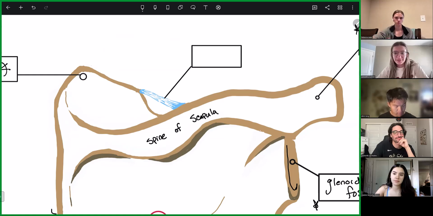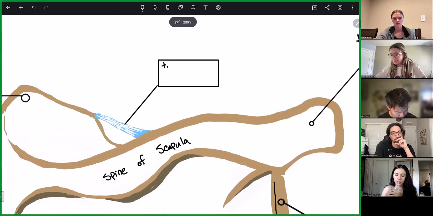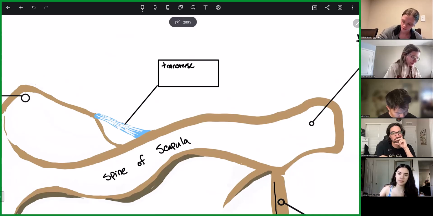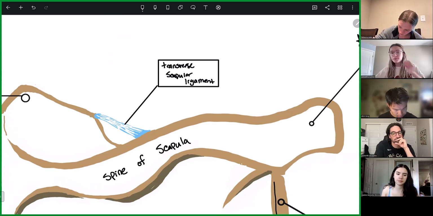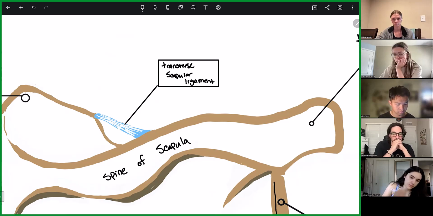Rebecca, do you know? Would that be the transverse ligament? Perfect. This is my transverse scapular ligament, which means that this is the suprascapular notch that it's going over. And I don't want to get this area too busy because we're going to have some things to put in there.